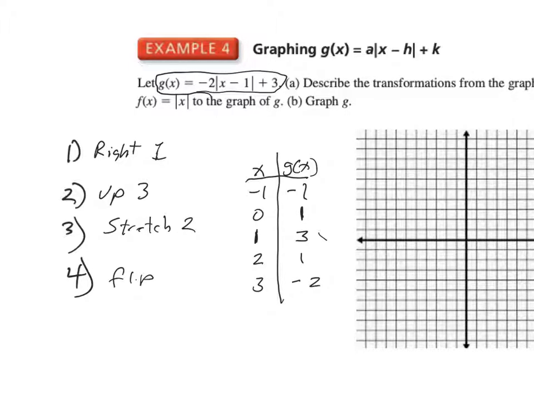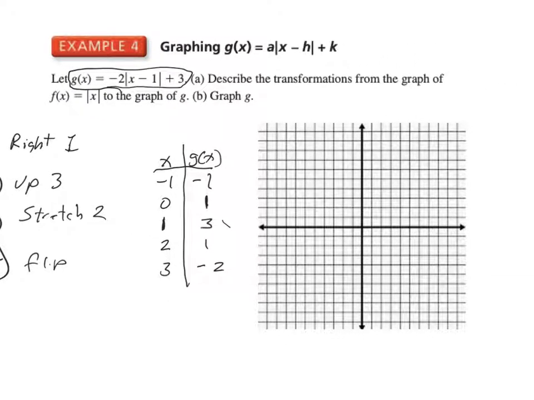Okay, so now we can graph it. Basically, the idea is find the center, then create the other x values, make the points, and then graph it. So it's going to be -1, -2. Is that right? No, -1, -1. Oh, -1, -1, right. Then 0, 1. 1, 3. 2, 1. 3, -2.